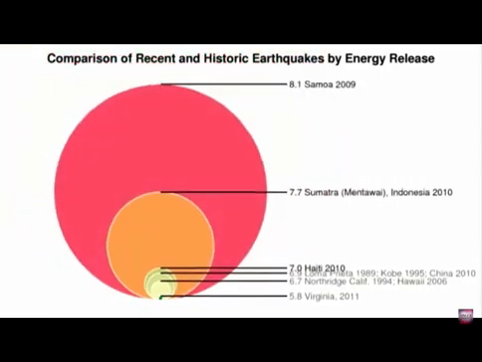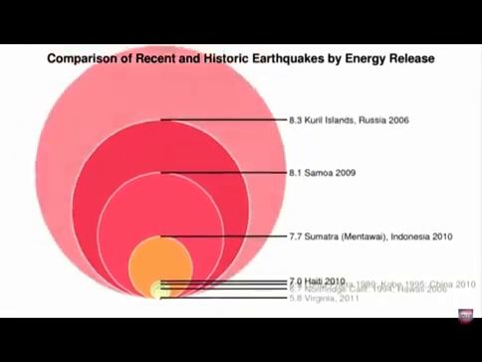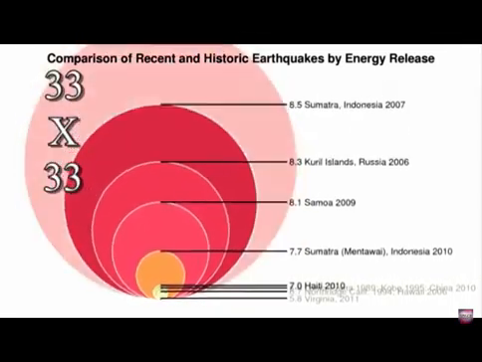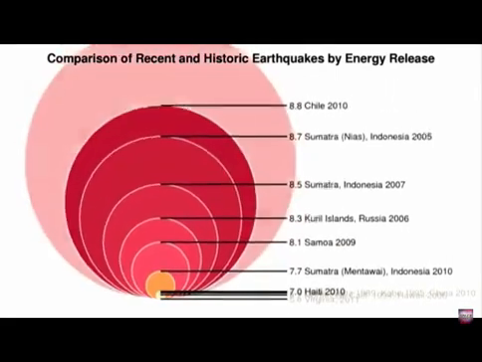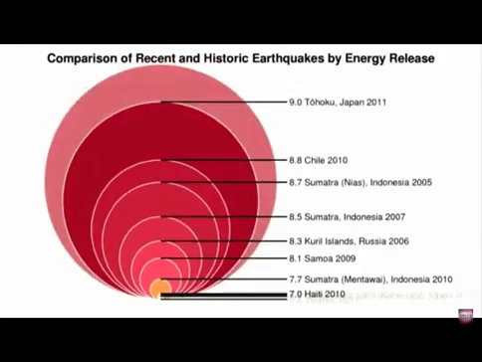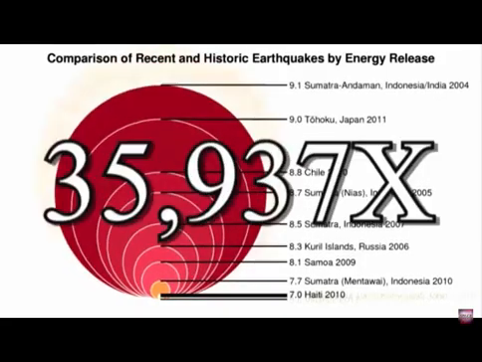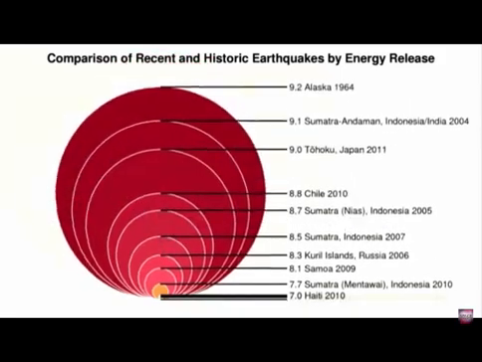So the difference between two magnitudes, between a magnitude 6 quake and a magnitude 8, is 33 times 33, or 1,089. Do the math, and a magnitude 9 earthquake, like Japan's catastrophic Tohoku quake in March 2011, is 35,937 times more powerful than a magnitude 6.